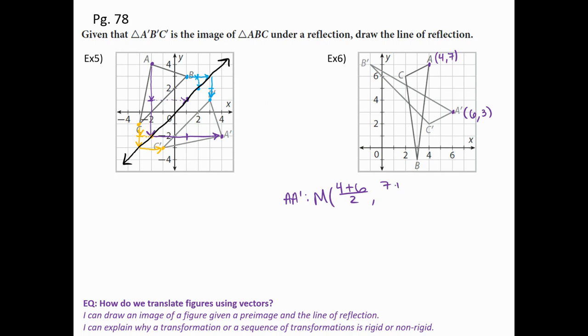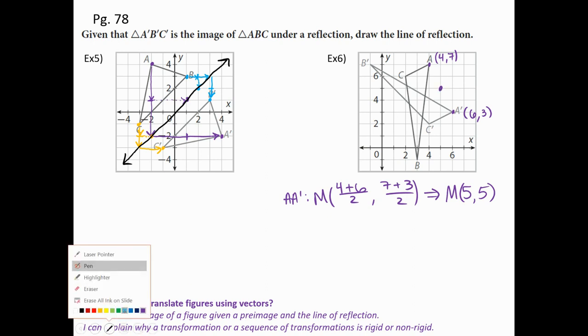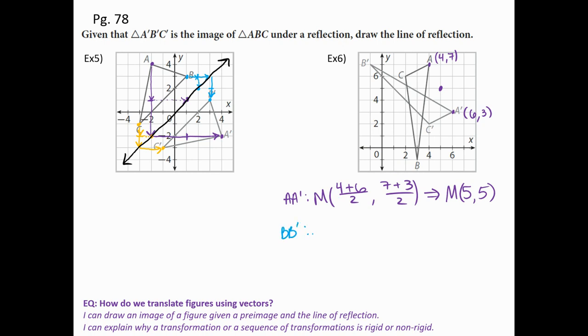And then follow the same way with the y's. When I do that, I get my midpoint at: 4 plus 6 is 10, divided by 2 is 5. 7 plus 3 is 10, divided by 2 is 5. I get 5, 5. Let's go put that on our graph. Fantastic. Then I'm going to switch to blue. This is B to B prime, looking for the midpoint. I need those ordered pairs. B is at 3, -1. B prime is at -1, 7. Yep.